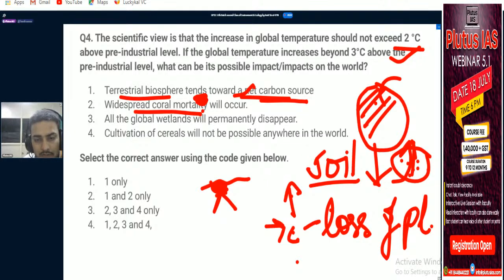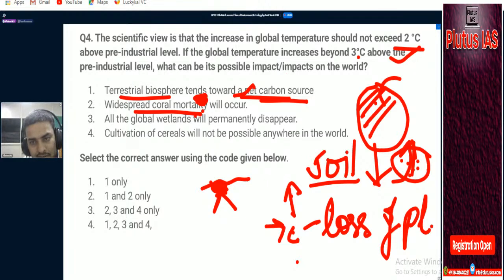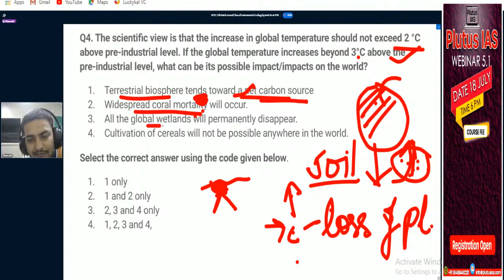Okay. So with rise in temperature, death of coral will occur, because they are sensitive to temperature. All the global wetlands will permanently disappear. Here comes the problem.